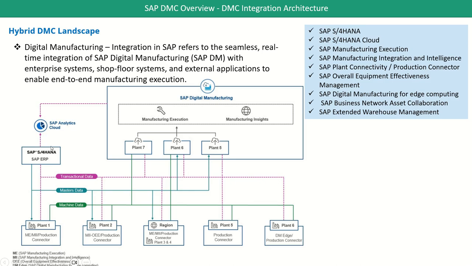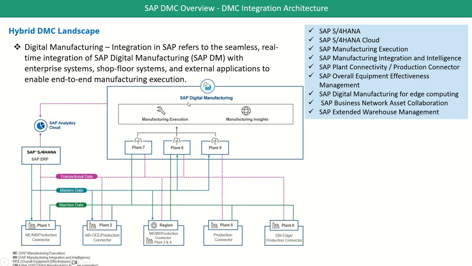So here you can see there is one S4 HANA system that is acting as a data provider for all these plants. It means it is pushing the master data to plant 765 that is on SAP Digital Manufacturing on Cloud, and it is also connected to the on-premise MES system on a different plant. So if you are already using SAP ME, MII on one plant, that can also be integrated to your SAP Digital Manufacturing.